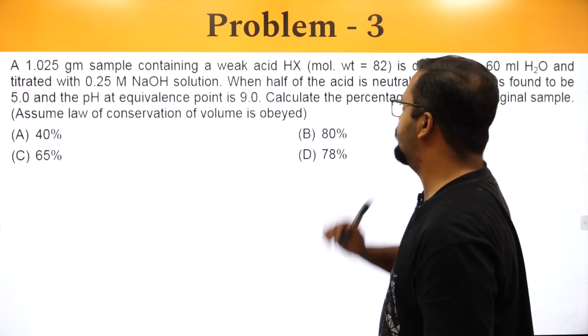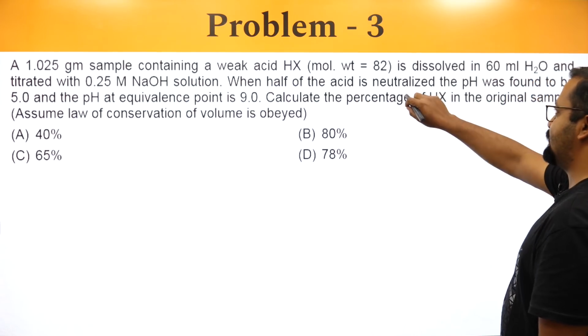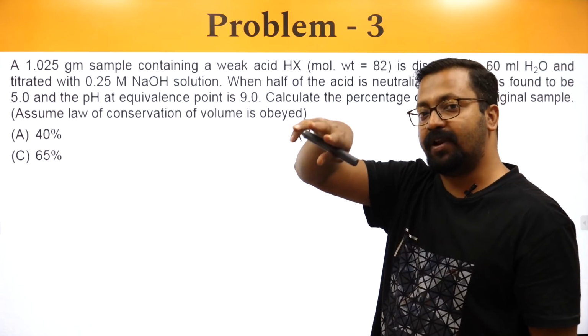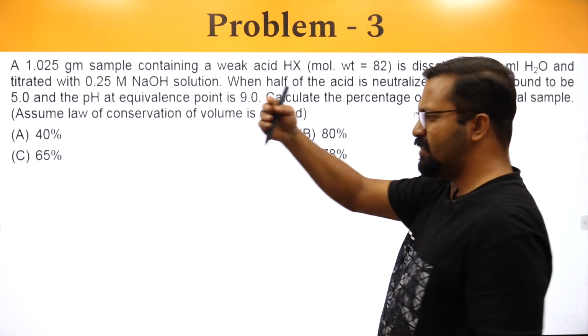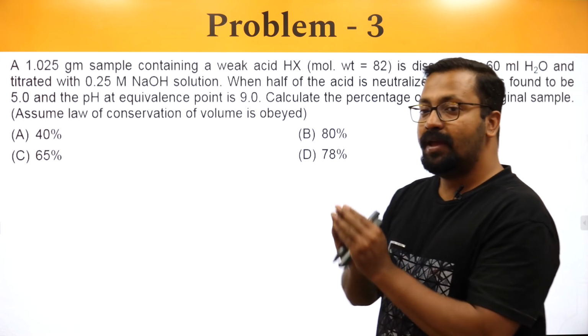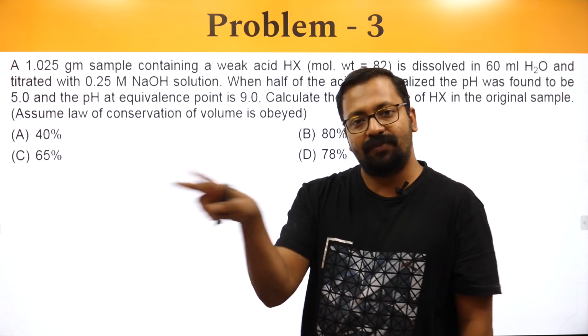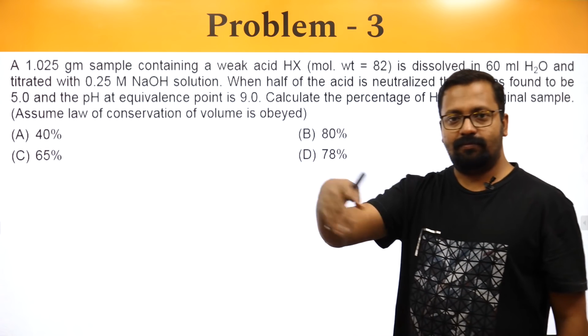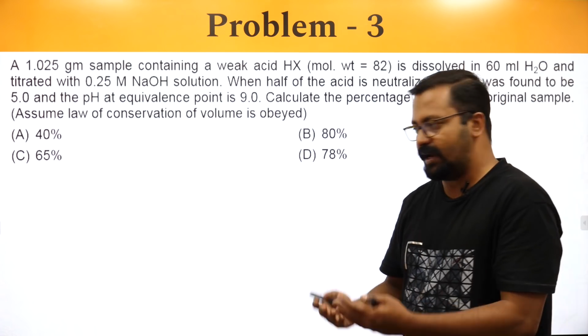Okay? Let's move ahead. When half of the acid is neutralized, so half acid neutralized का मतलब ये हो गया कि I have to use buffer equation. Half acid neutralized, that means some amount of acid is still present in the medium and some salt is present. So both of them will constitute a buffer. Equivalence point is 9, so that justifies my statement.